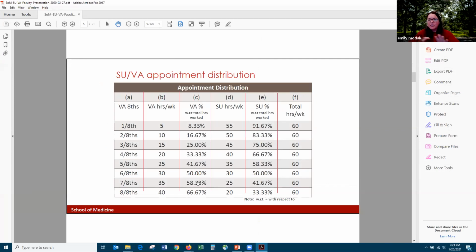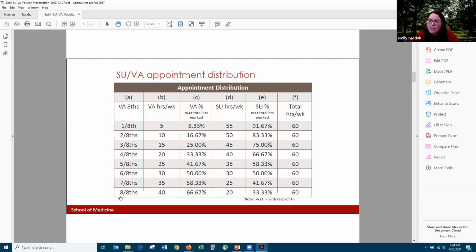Again, Stanford University Veterans Affairs faculty means they spend time at both the VA and at Stanford, and we only manage the Stanford portion of their effort, but we need to understand what the full picture is. And so I'm going to show you this. There can be a lot of flavors of this, right? The VA time is represented by eighths. You can have anywhere from 1/8 to 8/8.